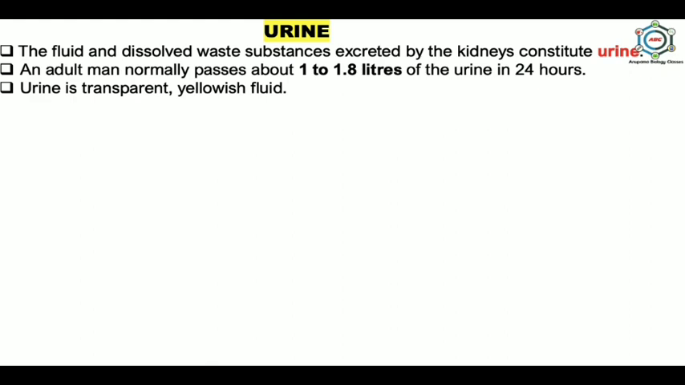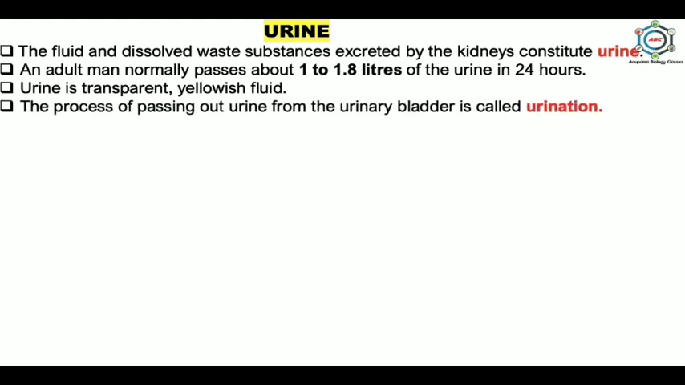And the pH of urine is 5 to 8. Urine consists of water, which is 95%, and organic and inorganic substances, which is about 5%. The process of passing out urine from the urinary bladder is called urination.